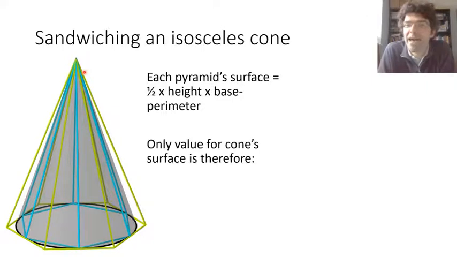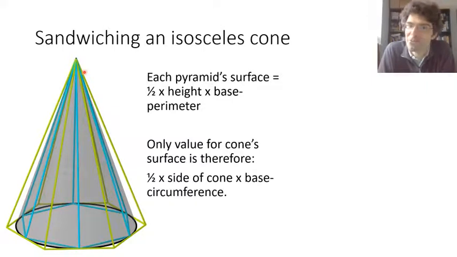And we can make the surface area of the outer pyramid as close as we like to half times the side of the cone times the base circumference, but from above it's going to be just a little bit over that. And so again, we produce a contradiction if the surface area of the cone were anything other than that value, half times the side of the cone times the base circumference.